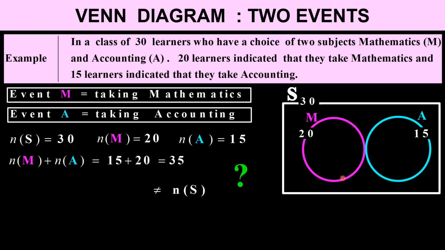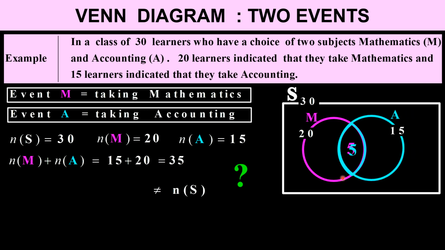So in other words, there will be an overlap. There are learners who take both mathematics and accounting, so we can't have the 2 circles separate. So we need to have the 2 circles overlapping. There they overlap, right? And what is that overlap? 35 minus 30, can you see? There's a 5 that belongs to the maths and also a 5 that belongs to the accounting, as you can see. So we need to remove one of those 5s. That's why we got a 35 there.